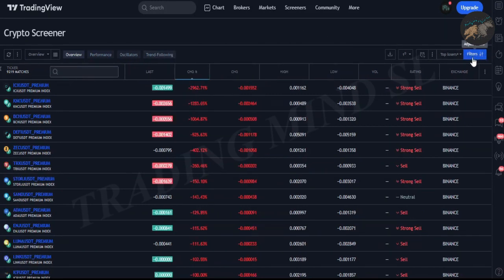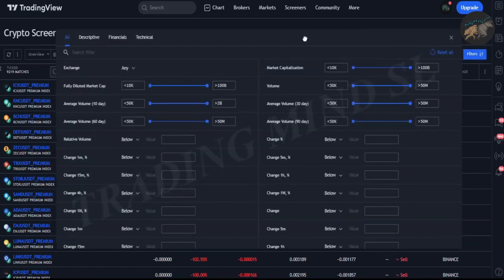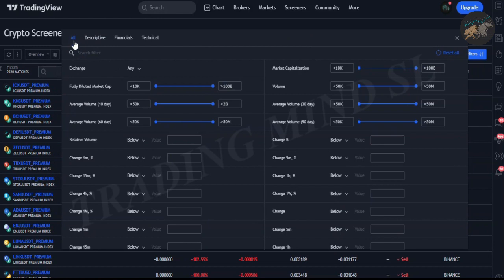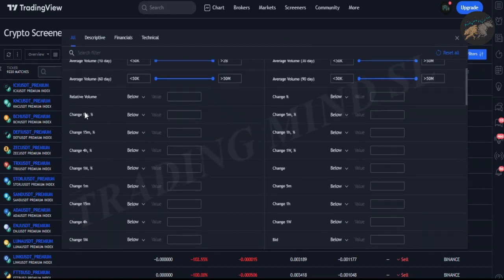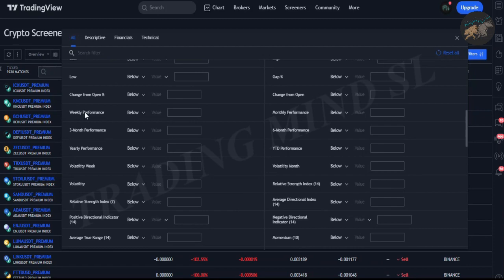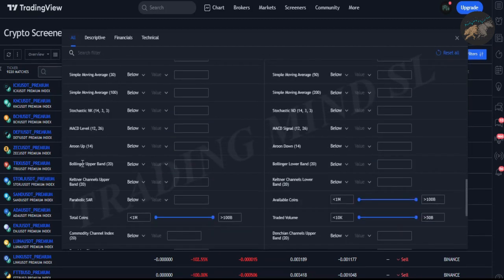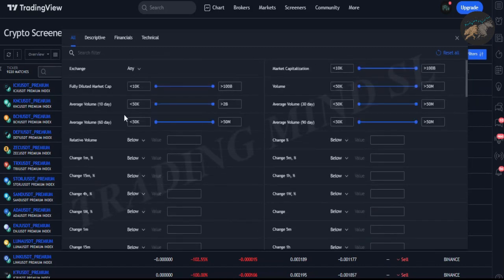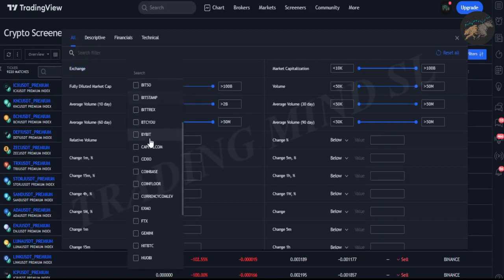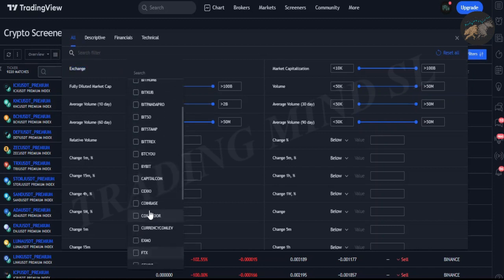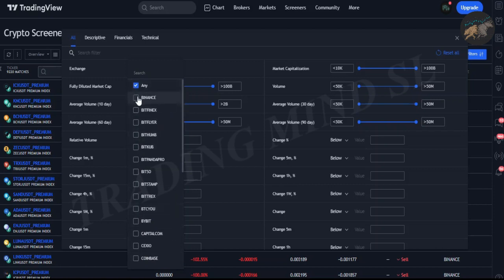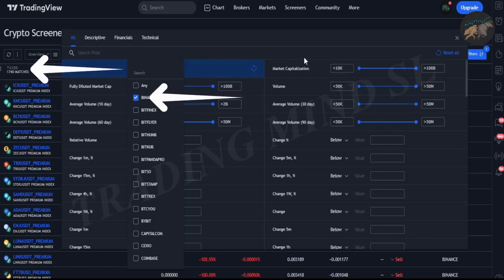Alright, let's click on filters. As you can see, there are many filters here, and we are going to select some of them, to get a good strategy. First, choose the platform you want. Since we have previously selected the cryptocurrency market, all cryptocurrency platforms will appear. Just choose what you want. Look here, the number of currencies has gone down.